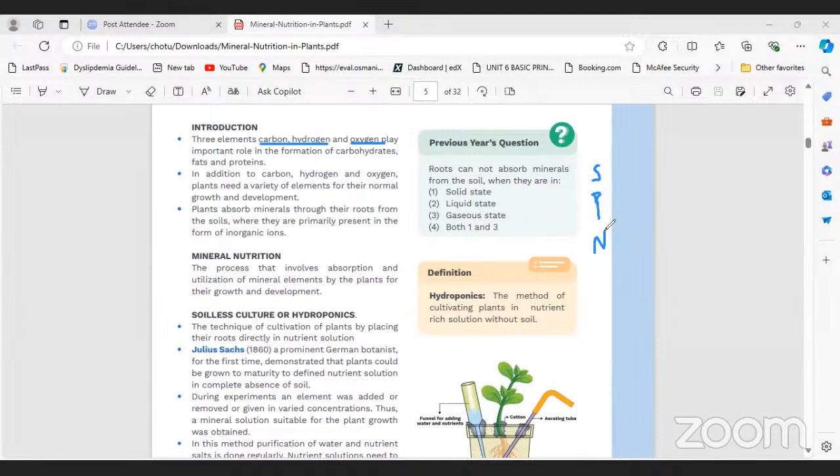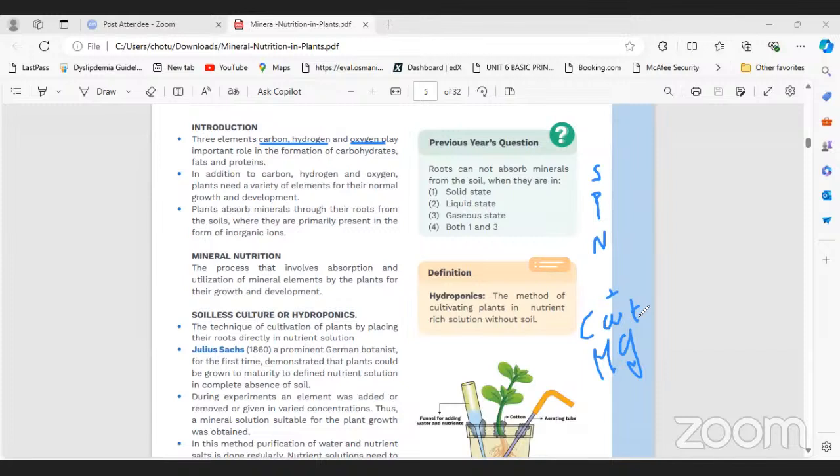Elements like calcium and magnesium are also important. Calcium, Ca, and second, magnesium, are important constituents of the cell wall and chlorophyll respectively. One is the cell wall, the second is the chlorophyll, respectively. Now, did you understand the constituents of the plant body?